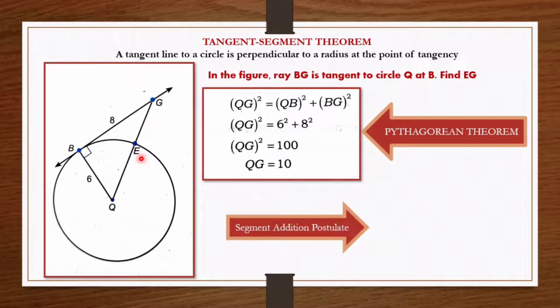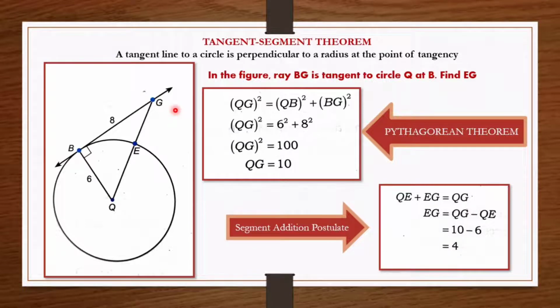So, by the segment addition postulate, QE plus EG is equal to QG. So, we can use this to solve for EG. Okay? So, using segment addition, you just substitute the values as given. Therefore, EG here is equal to 4 units.